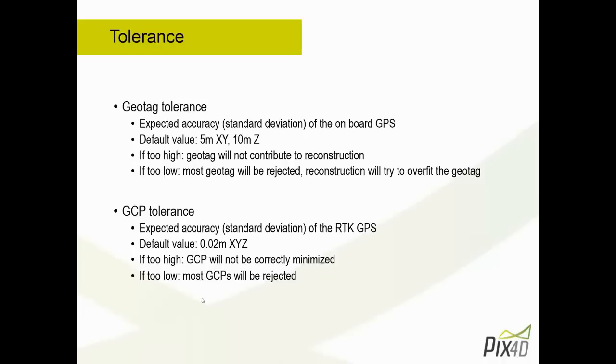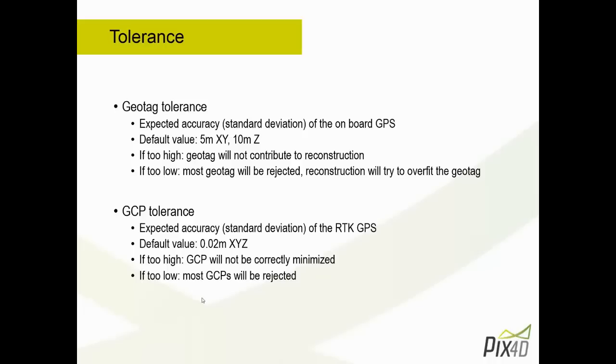I'm then going to talk quickly about the tolerance, as this is quite important, and this is one of the new features of the Pix4D Mapper 1.1. Now you have the possibility to set yourself the tolerance, which is basically the expected accuracy of both the geotags and of the ground control points. The default value for the geotag in the software is 5 meters for XY and 10 meters for Z. This is very good for consumer grade GPS.